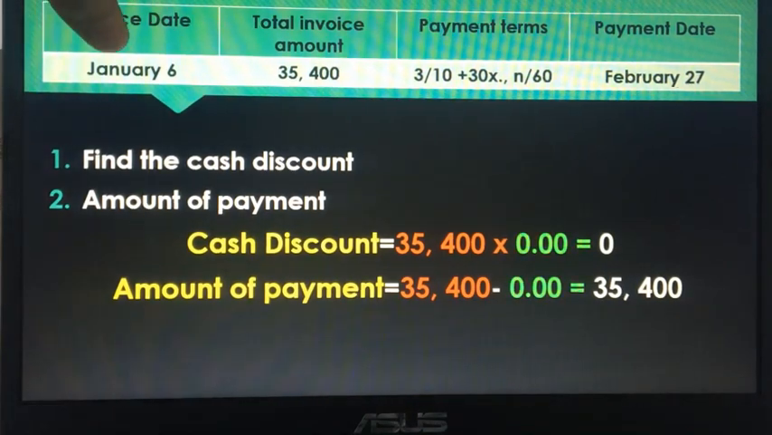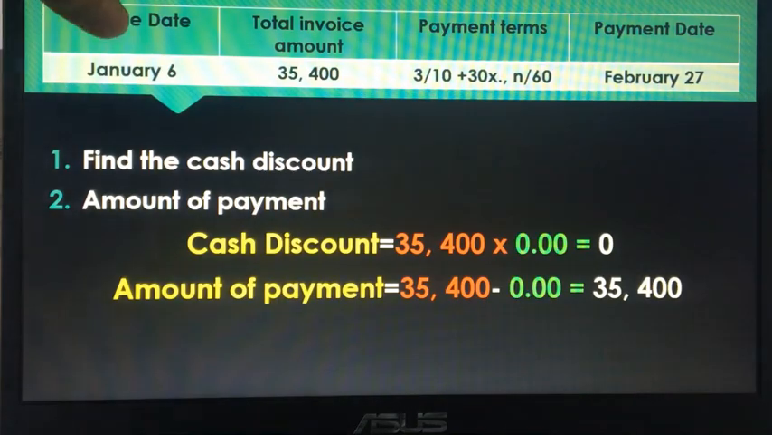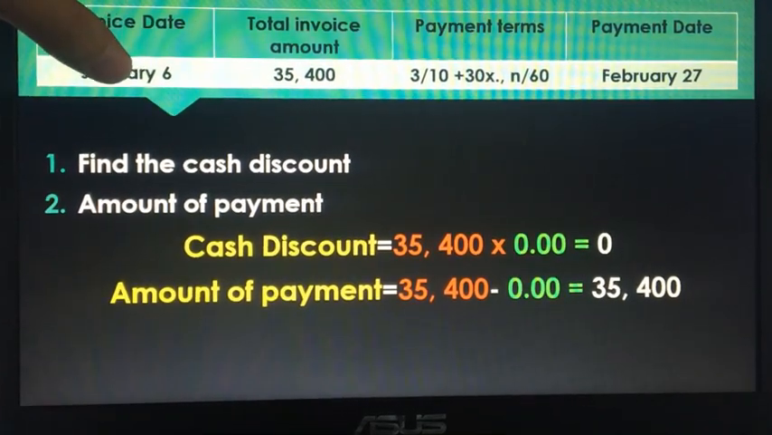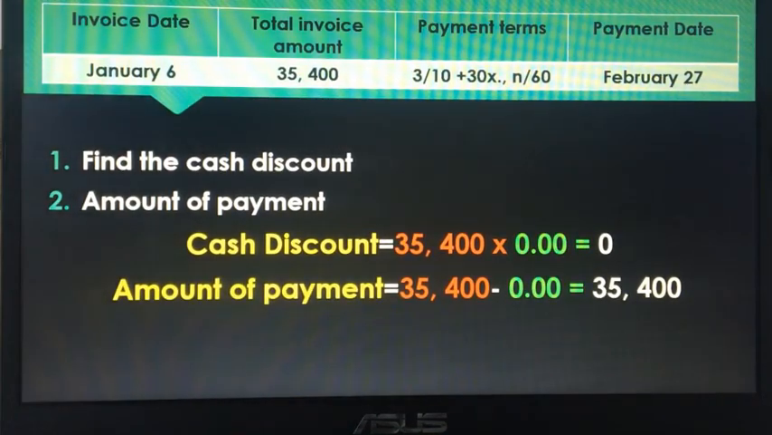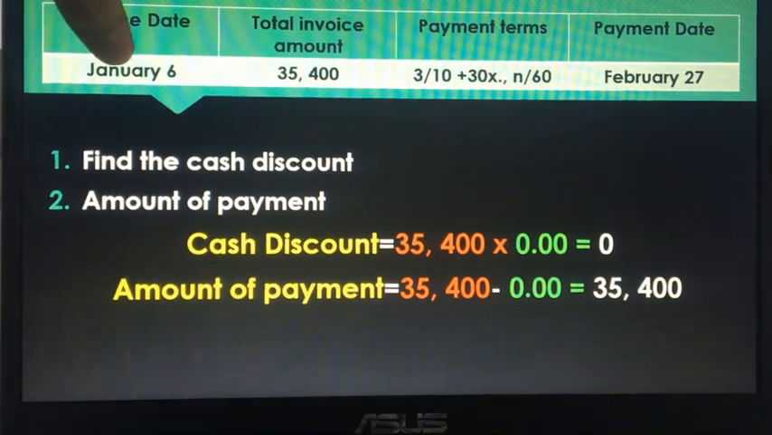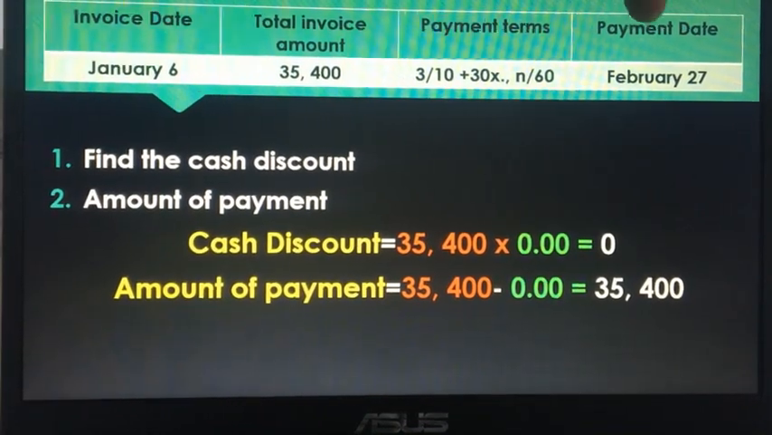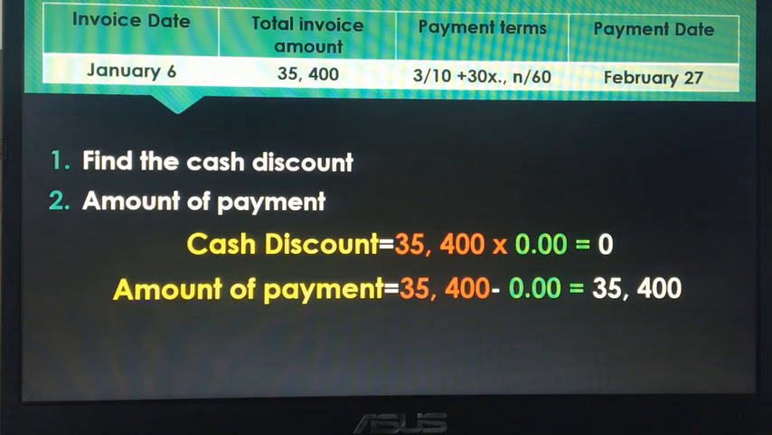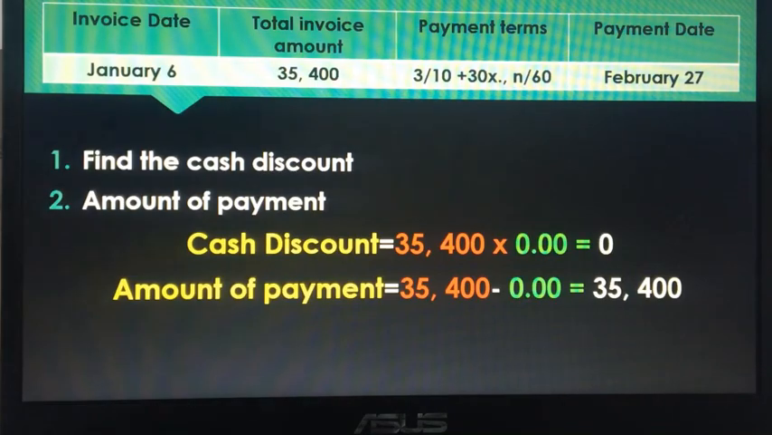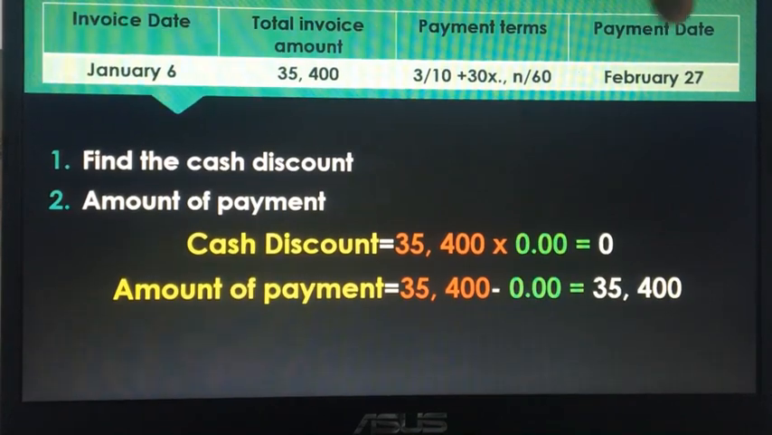What is 40 days after January 6? So the first 30 days ends on February 5, and 40 days after January 6 is February 15. So meaning, as you can observe, the payment is done February 27. That is after the 40 days, or beyond 40 days. Meaning, the buyer is not granted the 3% because the buyer exceeded the time period.